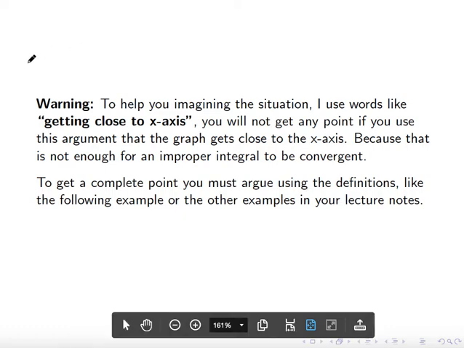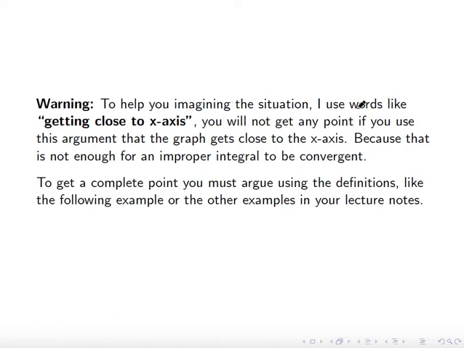I want to give you a warning here. As you see, sometimes I use words like getting close to the x-axis or getting close enough to the x-axis. I'm using these words just to give you some imagination about this type of integral, but we should not use this as an argument. In order to prove or show that some integral is convergent or divergent, we must follow the definitions. And if you use such arguments in any test or exam, you are not going to get any point for that.